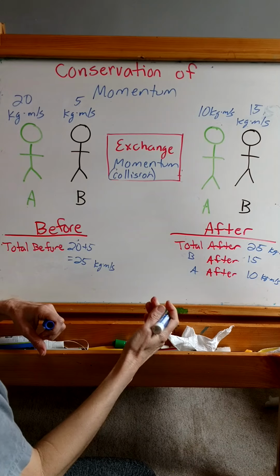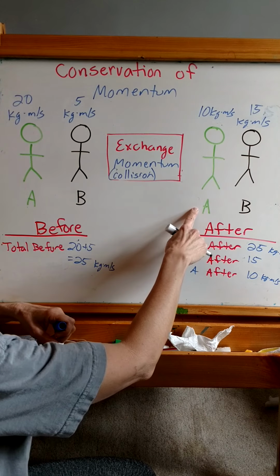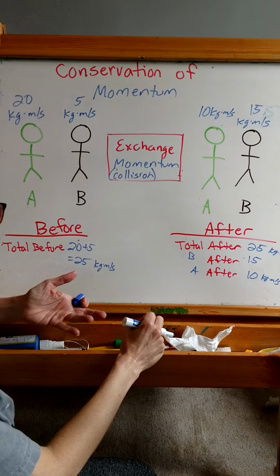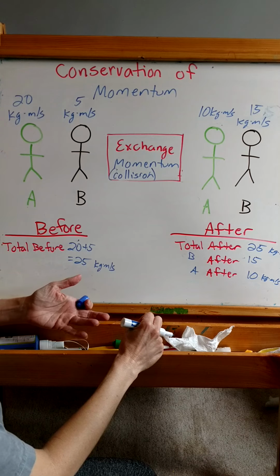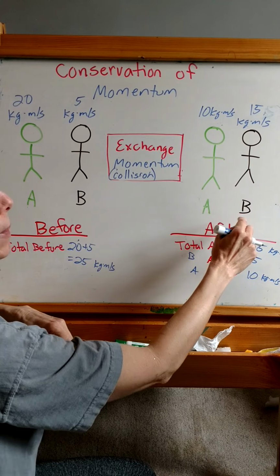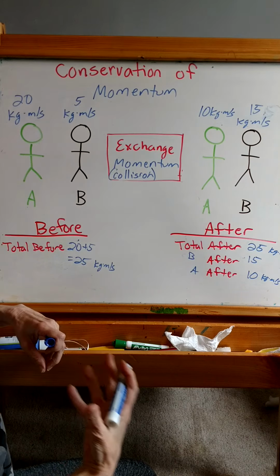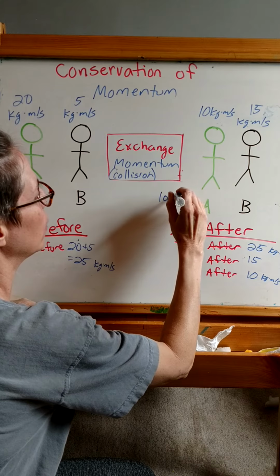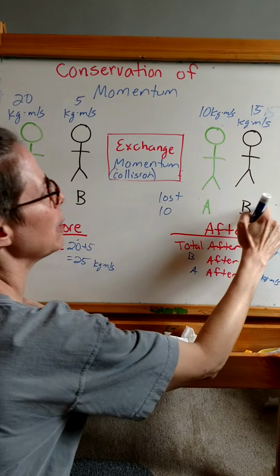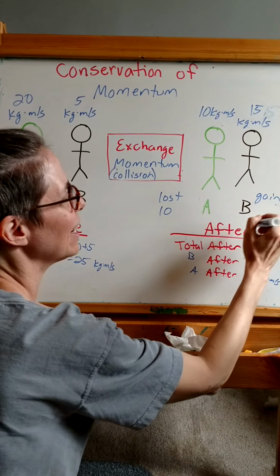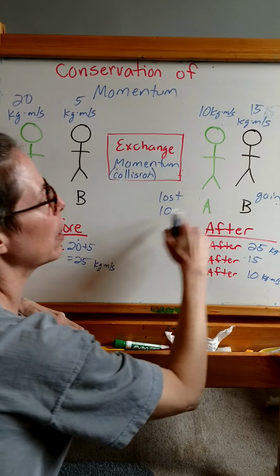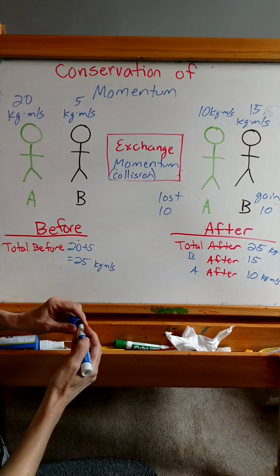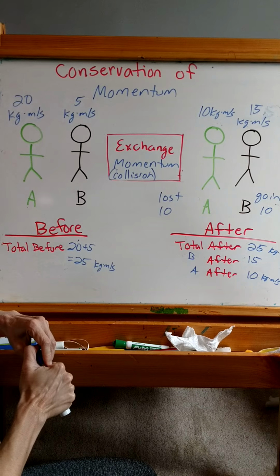All right, you might have a question that asks you, how much did person A lose? Well, they started with 20 and now they have 10, so they lost 10. Person A lost 10. Well, how much did person B gain? They gained exactly the same amount that person A lost. Person A lost 10. That means person B had to gain that exact same amount. They had to gain 10. And that's how we're going to do any of the problems with conservation of momentum.